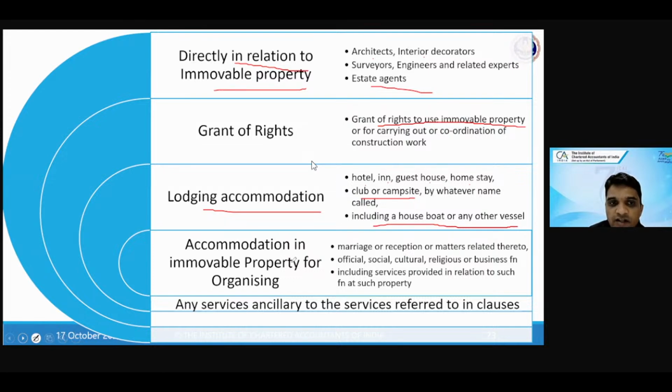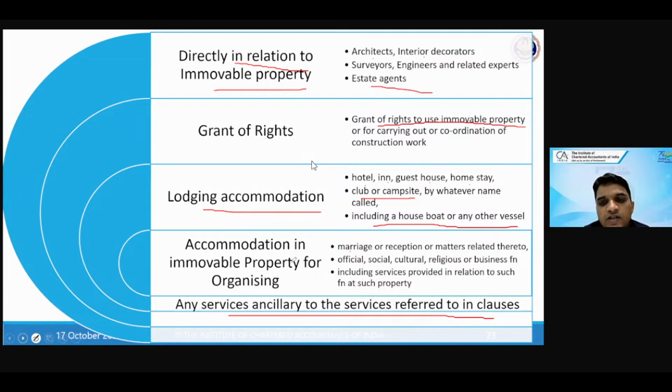All of that is lodging accommodation, and accommodation in immobile property for organizing marriage, reception matters, any kind of social matters you can have, or any services ancillary to the services referred. All of this will be based on where that immobile property is located. That will determine the place of supply. Wherever that immobile property is located, that is the place of supply. So whenever you go to stay, that hotelier will always charge you CGST, SGST of that stay.